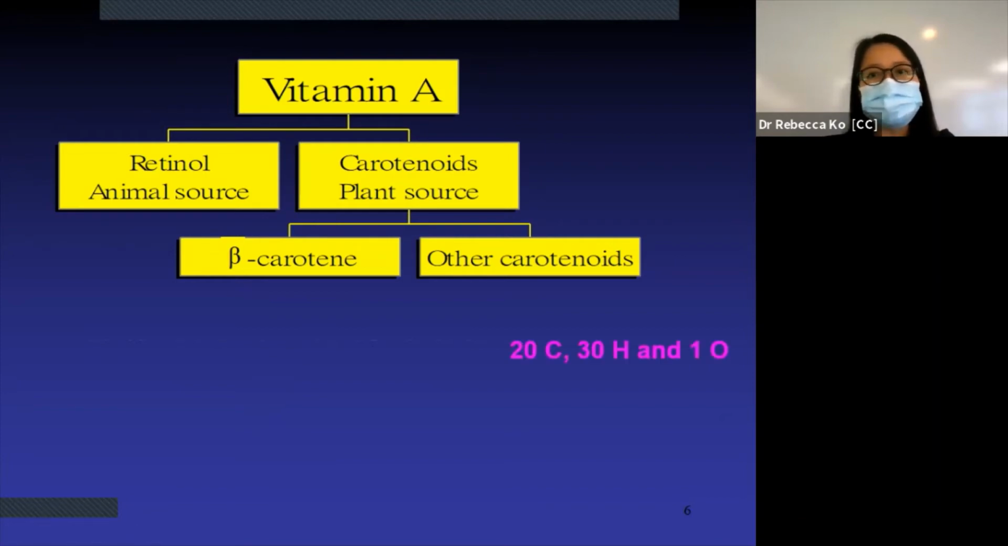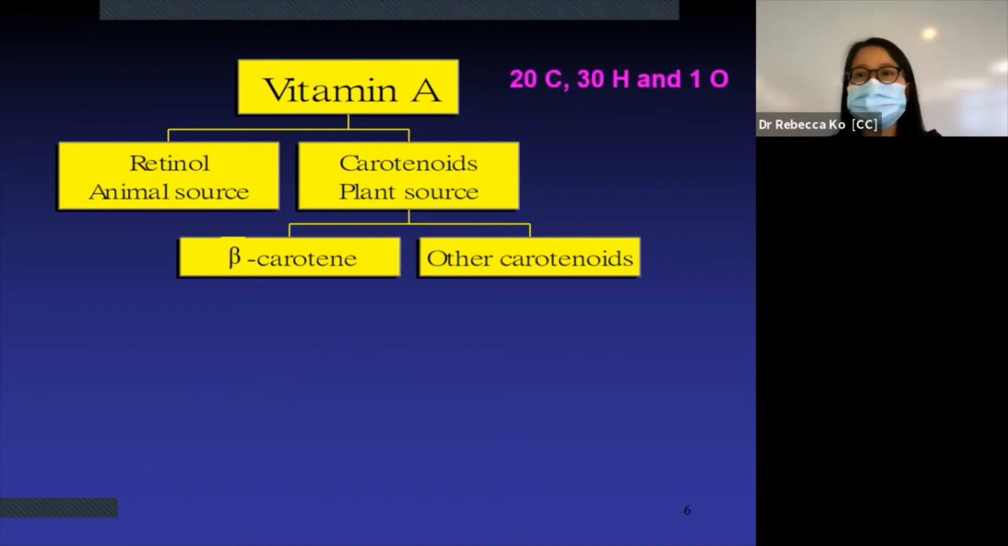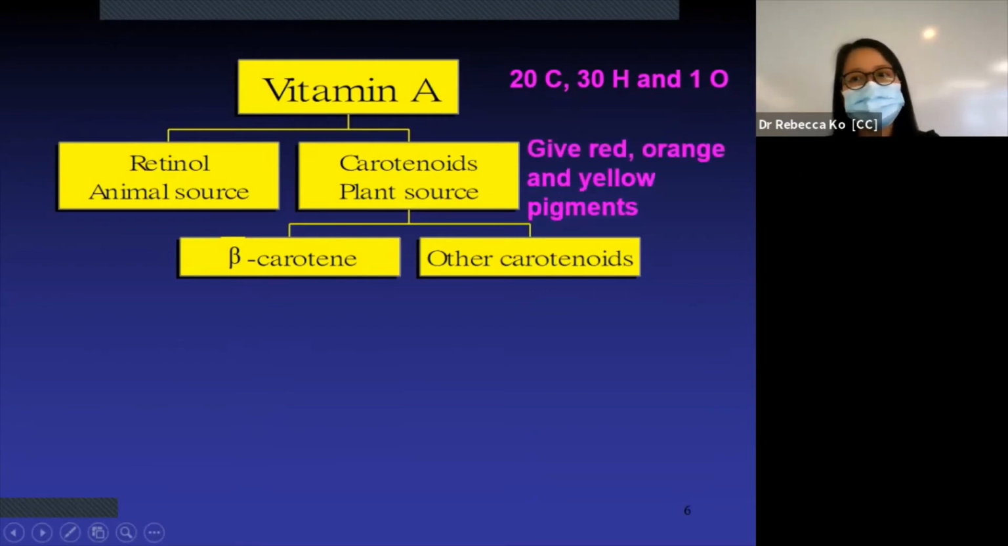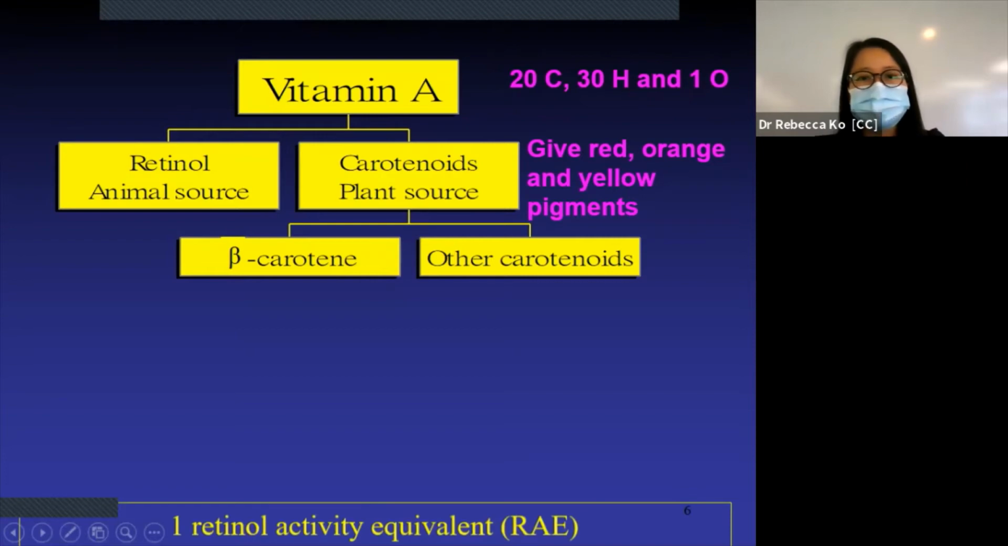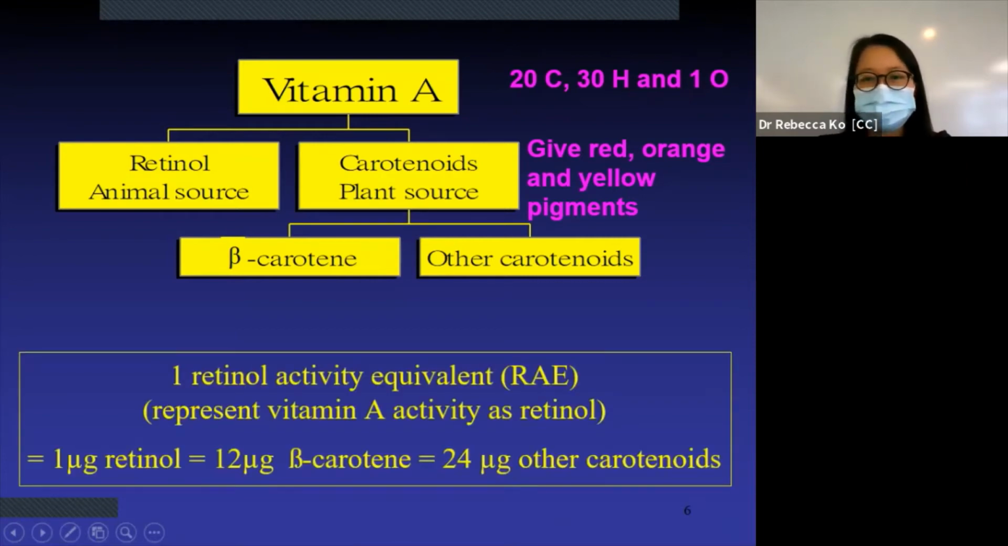Vitamins are composed of carbon, hydrogen, oxygen, just like carbohydrates and lipids, right? But this is different from protein, because protein has one more element, that is nitrogen. And carotenoids give the color of the food, let's say red, orange, or yellow pigments, because of the carotenoids present. Let's say carrots, what color is it? Yeah, it's orange, right? The most common one is beta carotene, and besides beta carotene, we still have others.